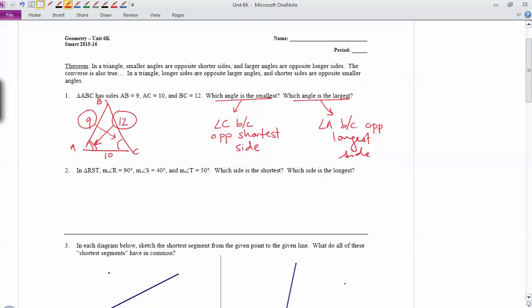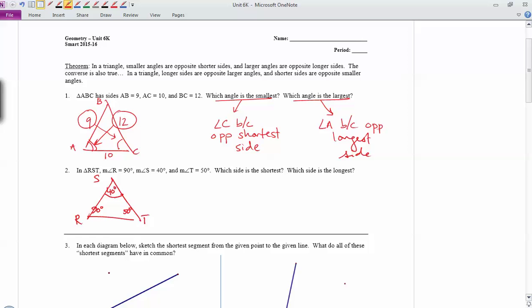Okay, if we look at number 2, I'm not going to bother drawing it to scale, although it's not too hard to do that. Let's say RST. R is 90 degrees, S is 40 degrees, and T is 50 degrees. And the question is, well, which is the shortest side?